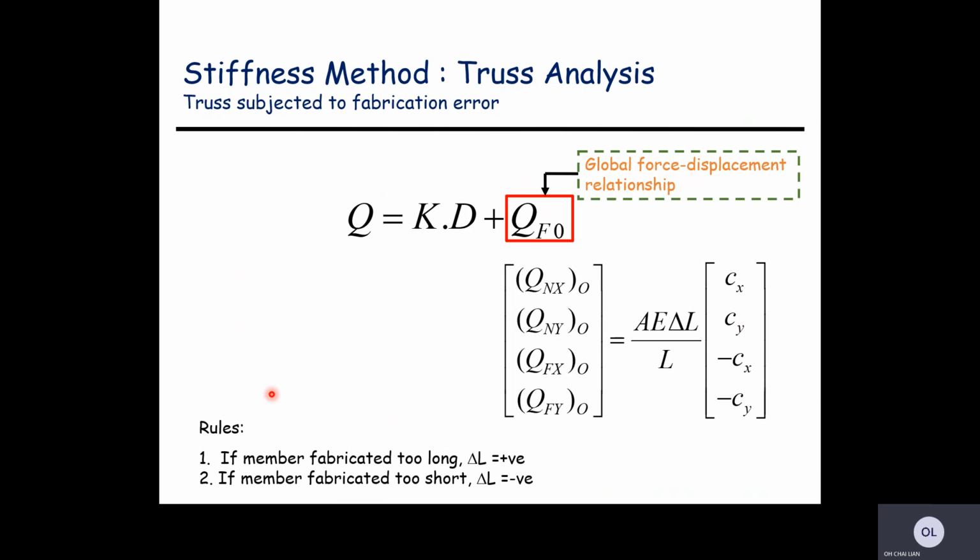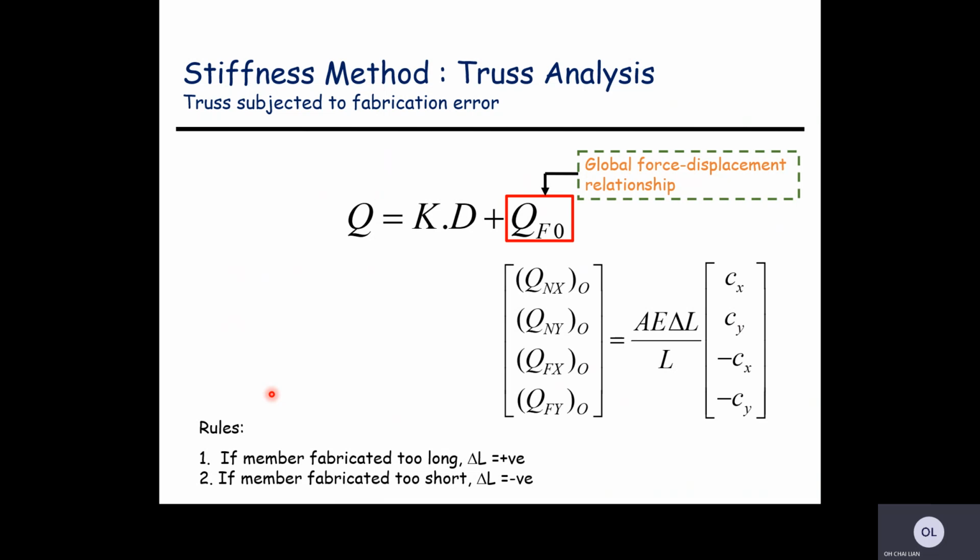All right. So the example that I've shown you just now shows the process of how to solve for unknown displacement, how to solve for unknown support reaction, and how to solve for the axial forces for the truss. Remember, in truss, we might have a condition where the truss is subjected to fabrication error and also temperature change. This might significantly affect the results of the analysis. Therefore, we need to consider this also in the calculation.